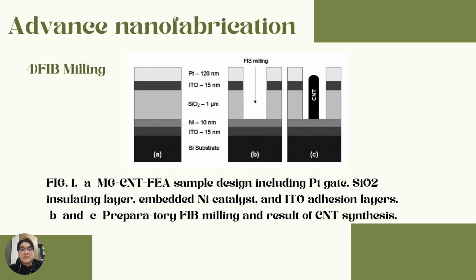Next one, you can see the preparatory FIB milling at B. Here you can see the hole inside that we will do FIB milling, and at C we will get the carbon nanotube in the middle and in the hole. This is the result of carbon nanotube synthesis.